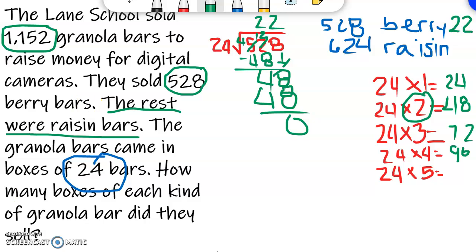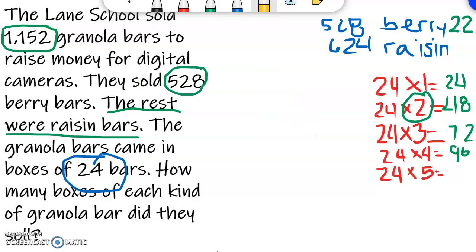Now, am I done working? No, I am not done working. Now I have to divide 624 by 24. So I'm going to set up with 24 as my divisor again, and 624 as my dividend. Well, guess what? I already have a cheat sheet, so I can continue to use the same cheat sheet.